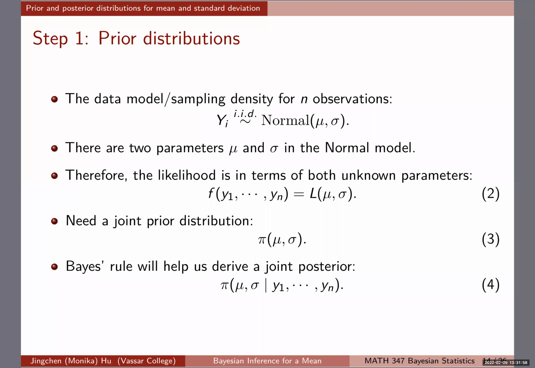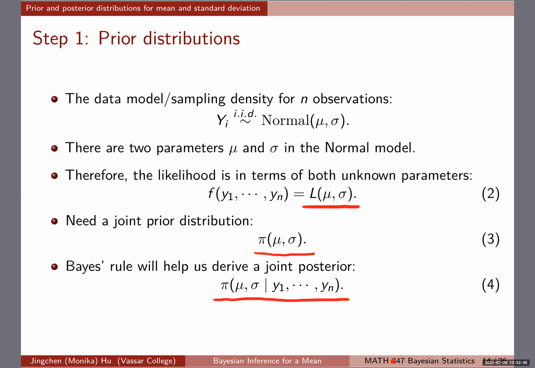And so this is pretty much where we are for the normal case. So to recap, we are trying to work out how to figure out prior distributions in this case. We have a data model as the IID normal. And then we have two parameters unknown in the normal model. But for now, if we have both of them unknown, then we are going to have a joint prior. So we generically write pi and include whatever parameters you're working with in the pi. And then here, we're able to write out the likelihood function in terms of mu and sigma as well. And then eventually, the Bayes rule will help us derive a joint posterior.